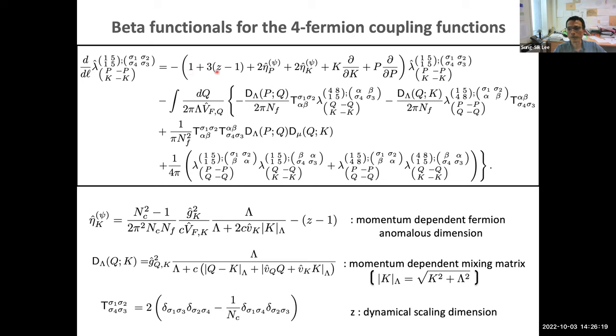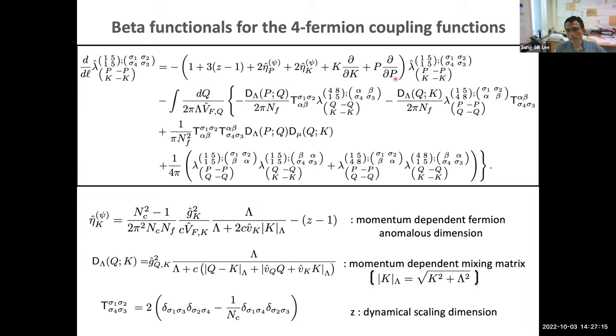And then this z, z is the dynamical critical exponent, and the dynamical critical exponent is a function of the nesting angle here. This is something you can compute. The larger dynamical critical exponent makes the four-fermion coupling effectively more irrelevant. That's why it's plus z minus one. And then this eta_k, eta_p, is the momentum-dependent anomalous dimension of the fermion. The expression is a function of the Yukawa coupling, the Fermi velocity function and momentum. At large momentum away from the hotspot it goes to zero, but it goes to zero as some power law. So this is the momentum-dependent anomalous dimension.